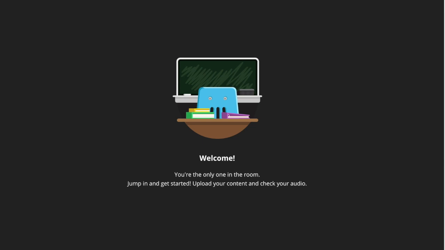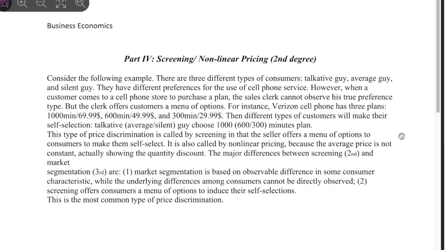And let's move on to our last concept of screening or nonlinear pricing, which is called second degree discrimination. So consider the following example. There are 3 different types of consumers: talkative guy, average guy, silent guy. They have different preferences for the use of cell phone service. However, when a customer comes to a cell phone store to purchase a plan, the sales clerk cannot observe his true preference type. It is not visually observable or cannot be proven, right?